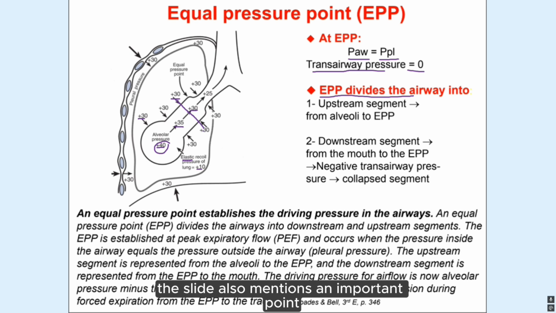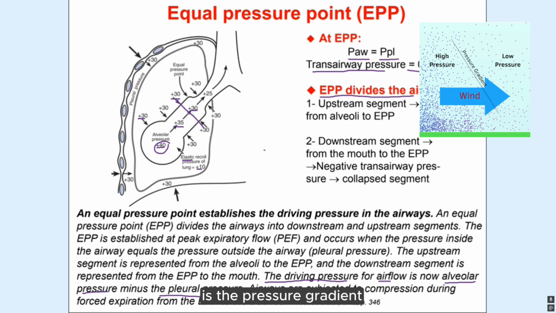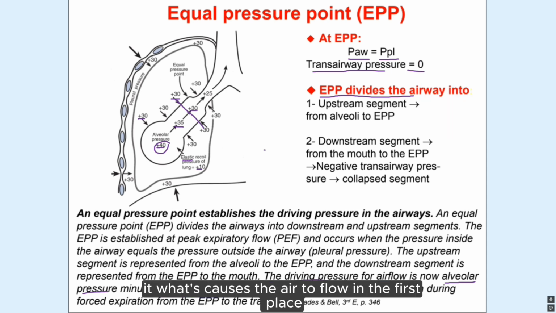The slide also mentions an important point. It says that the driving pressure for airflow is now alveolar pressure minus the pleural pressure. So what does that mean? The driving pressure, simply put, is the pressure gradient. It's what causes the air to flow in the first place.